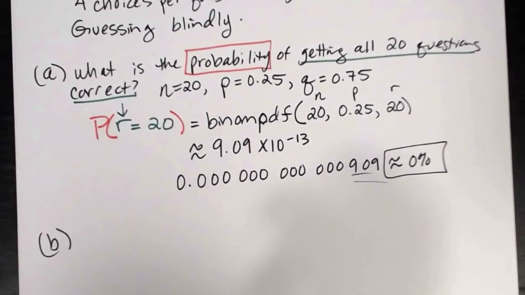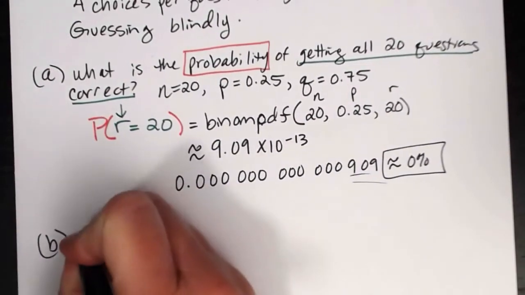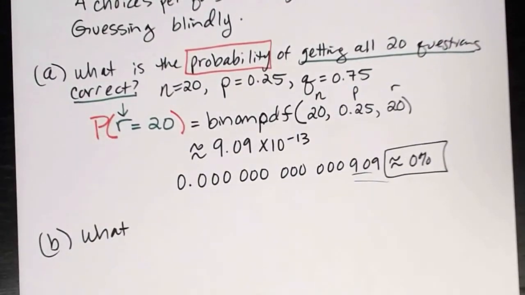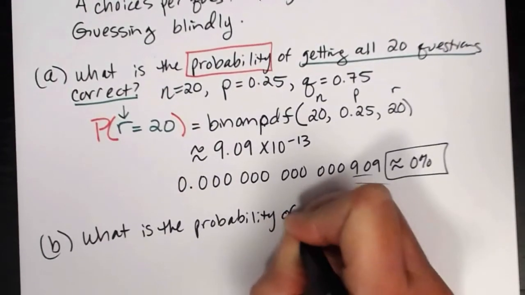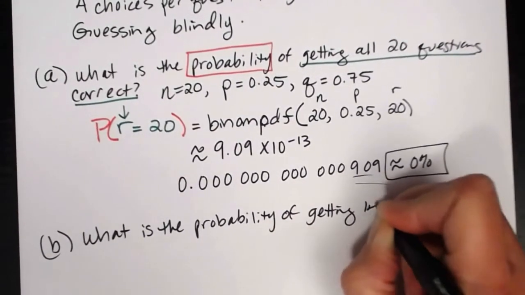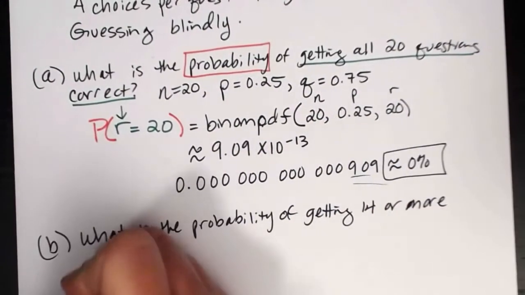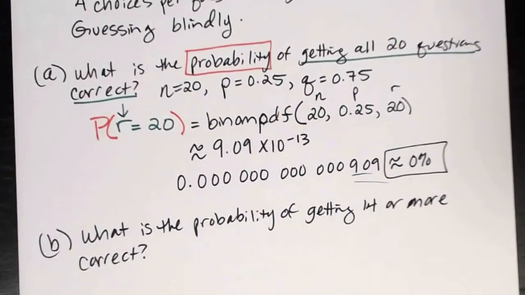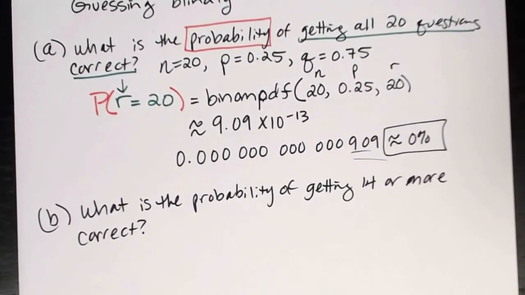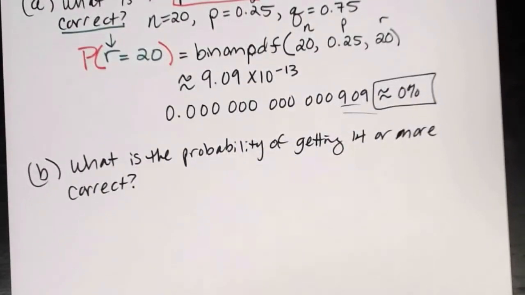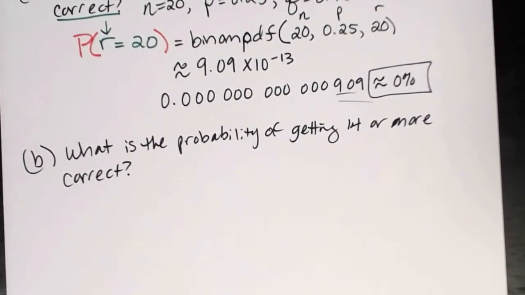So then maybe, continuing on with the same problem, maybe this time they think, okay, well, what's the probability that I'm at least going to get a 70? Like, I can live with a C- or above. So maybe they say, what's the probability of getting 14 or more correct? Okay, because 14 or more would represent, well, 14 out of 20 is 70%. So 14 or more would be a 70% or above. So maybe we think, okay, we can live with that.